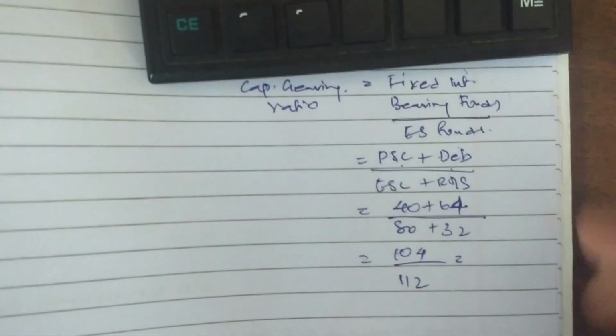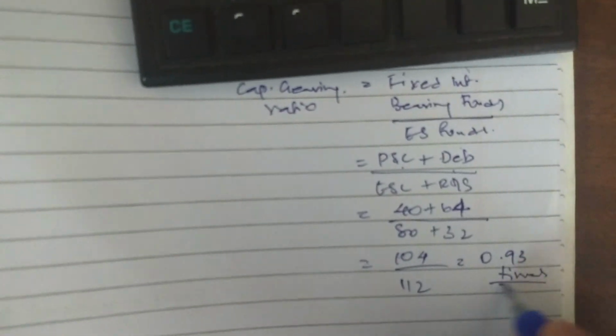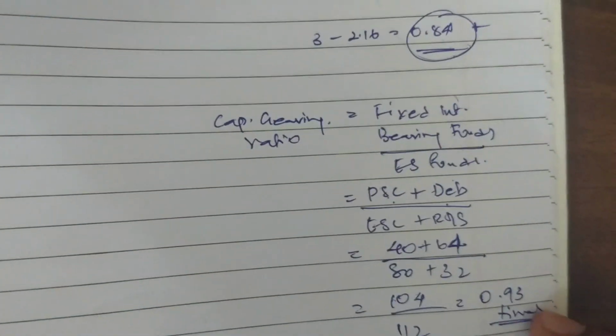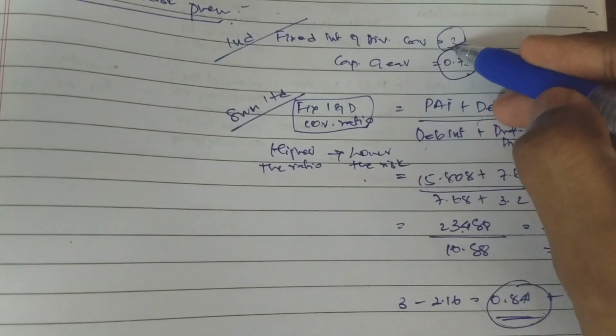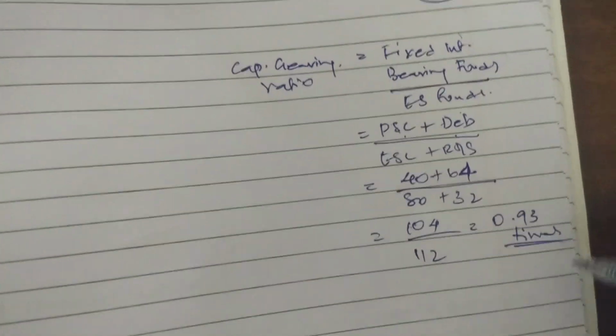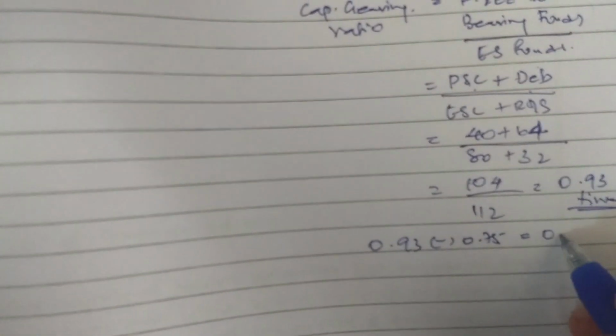So 104 divided by 112 equals 0.93 times. However, compared to the benchmark of the industry, it is only 0.75. Means when the industry had 0.75, SUN Ltd has 0.93, which means that SUN Ltd is more risky. Hence 0.93 minus 0.75 gives you 0.18 times.